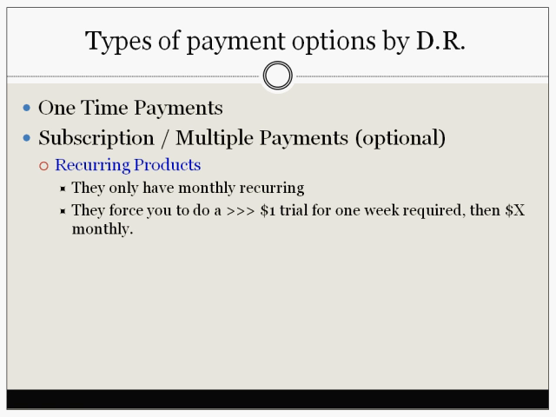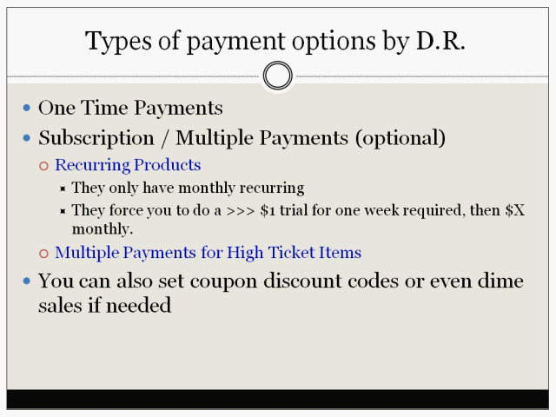And they force you to do a $1 trial for 1 week, which is required. Then you do an X amount of dollars monthly. That's just something to be aware of, that they force you to do a 1 week dollar trial. Multiple payments for high ticket items, you can do this as well. Very, very easy to do. And you can also set coupon discount codes, or even dime sales if needed.